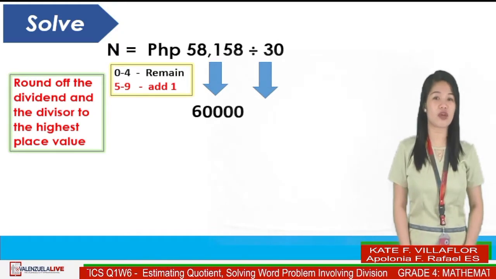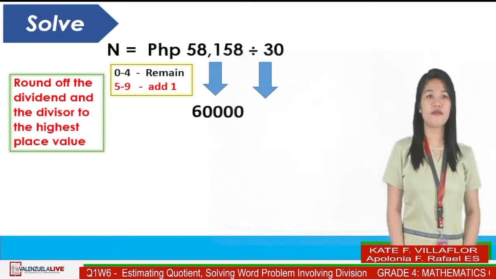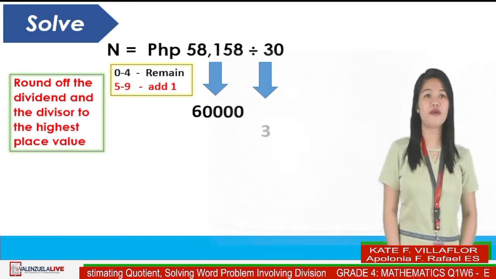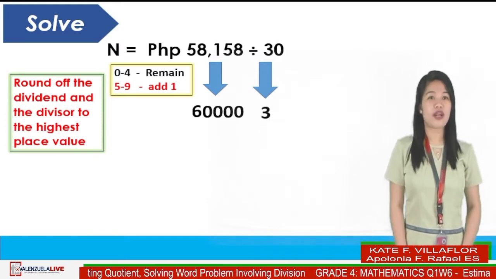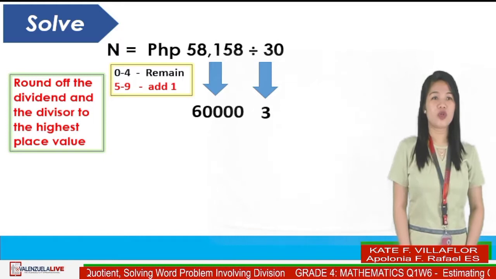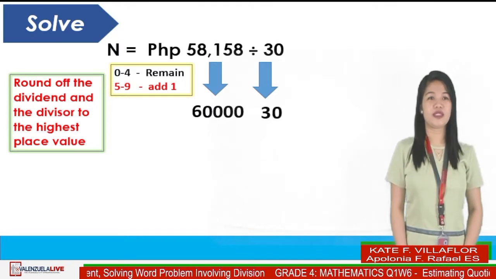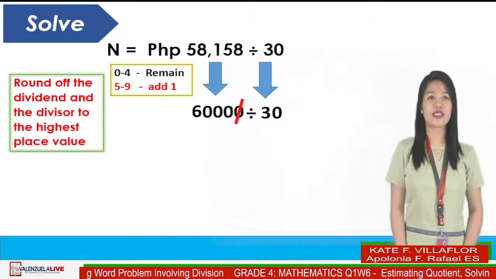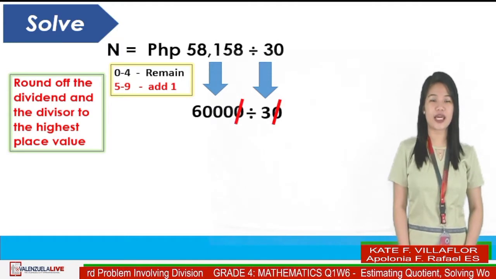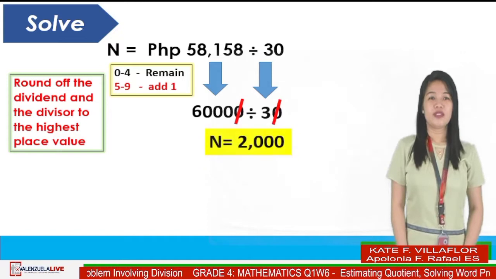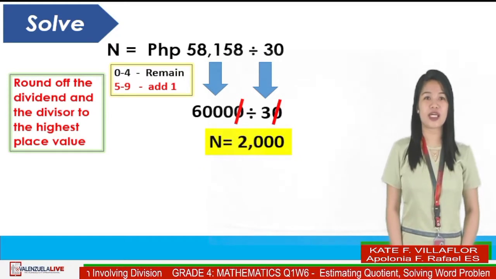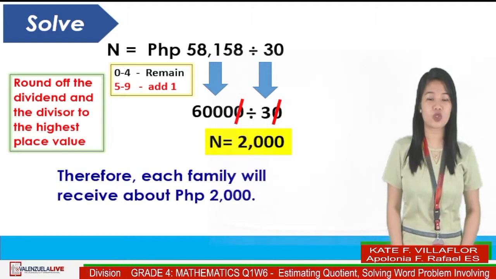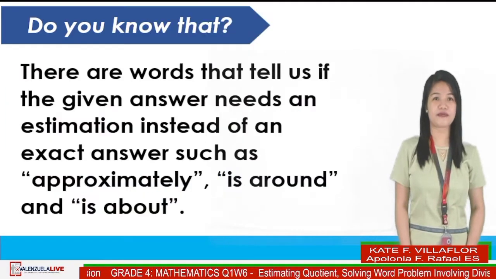Then next is to round off the divisor. First is to round off 30 to the highest place value. The digit to the right of 3 is 0, so we just copy it. Then 60,000 divided by 30. Cancel the 0 in both the dividend and divisor. The answer is 2,000. Therefore, each family will receive about 2,000 pesos.